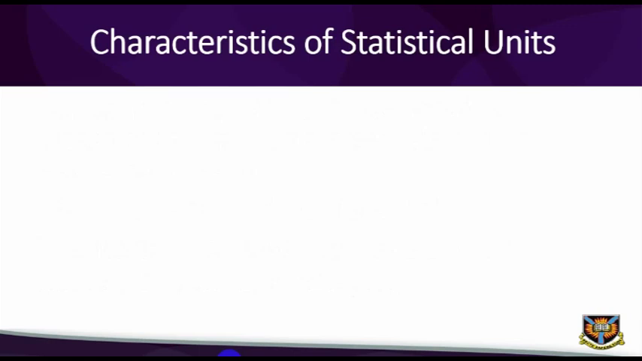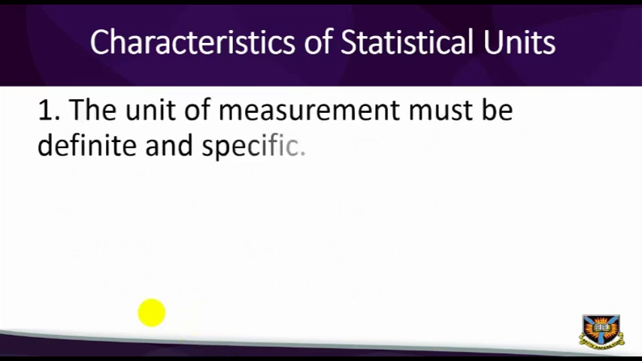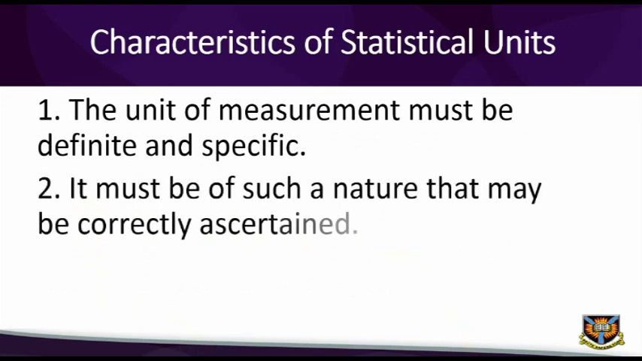1. Characteristics of statistical units. The unit of measurement must be definite and specific. It must be of such a nature that may be correctly ascertained. Ensure homogeneity and uniformity. It should be stable. It should be appropriate for the purpose. See Gupta, C.B., 1982.